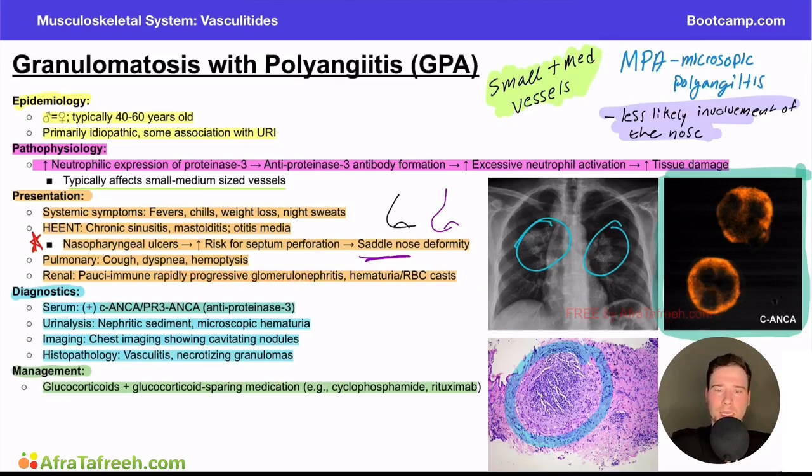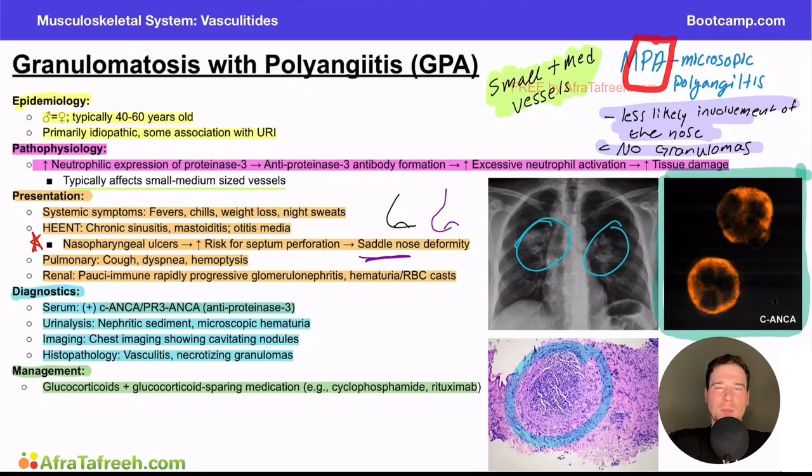The other key point is that MPA does not have granulomas. We talked about necrotizing granulomas here in the diagnosis, but in MPA, you would not see those things. Again, another key differentiating point between these pathologies. And then the third one that could be helpful as well, although not as helpful, is that MPA is typically going to be P-ANCA positive, or it's more likely to be.